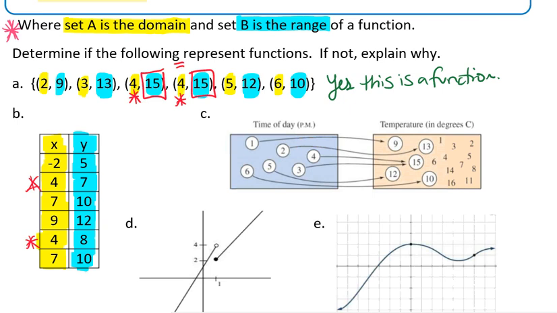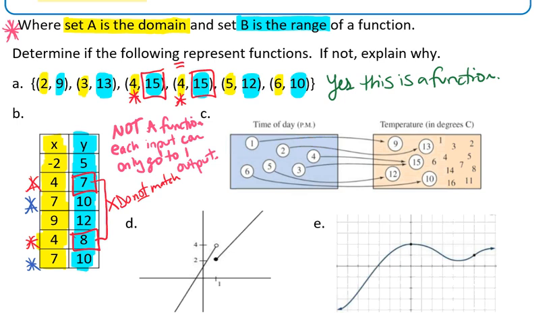So let's compare first our 4s. Oh, it doesn't even matter if the 7s matched, because when we compare our 7 and our 8, we see that they do not match. Which means that this does not represent a function. And the reason is because each input is only allowed to go to one output. And here we have 4 going to 2, to 7, and to 8.